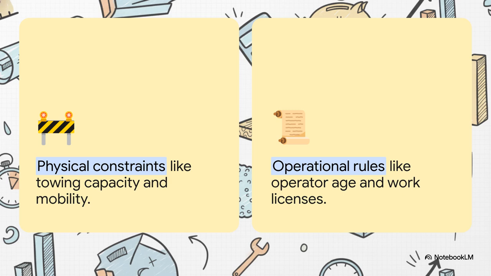These are your physical constraints, like what is the machine's towing capacity, how mobile is it, what is its power output. Then, on the flip side, we have conditions. These are the strict operational and legal requirements that dictate who is actually allowed to operate it. Things like minimum operator age or having specific work licenses.